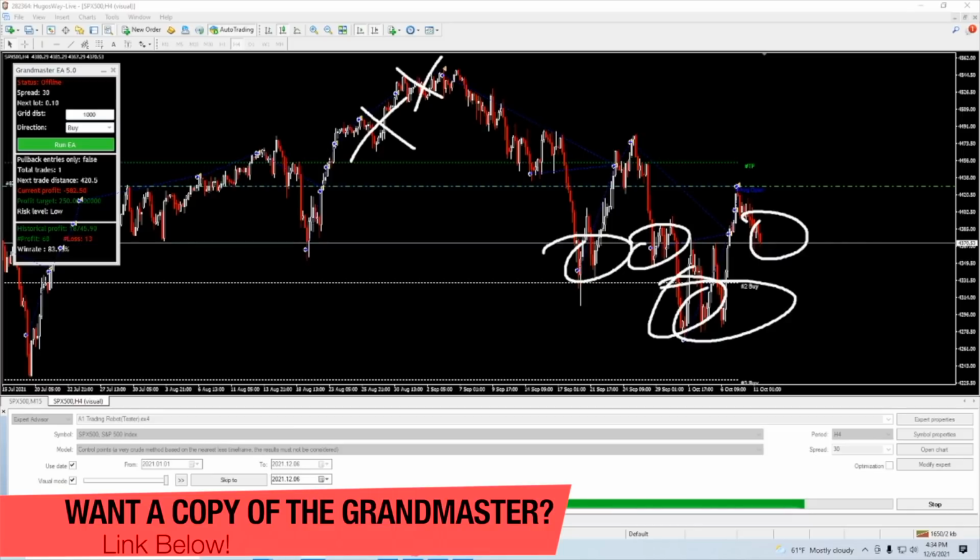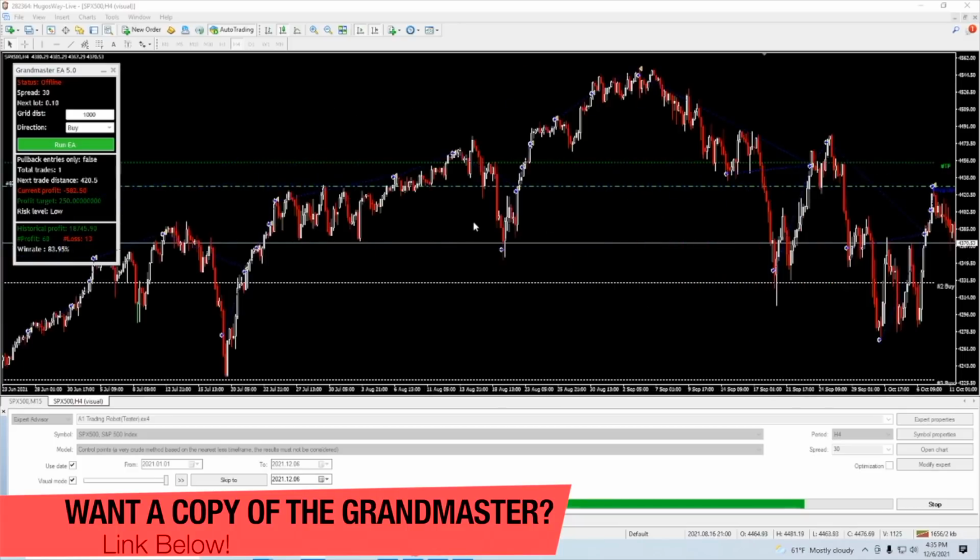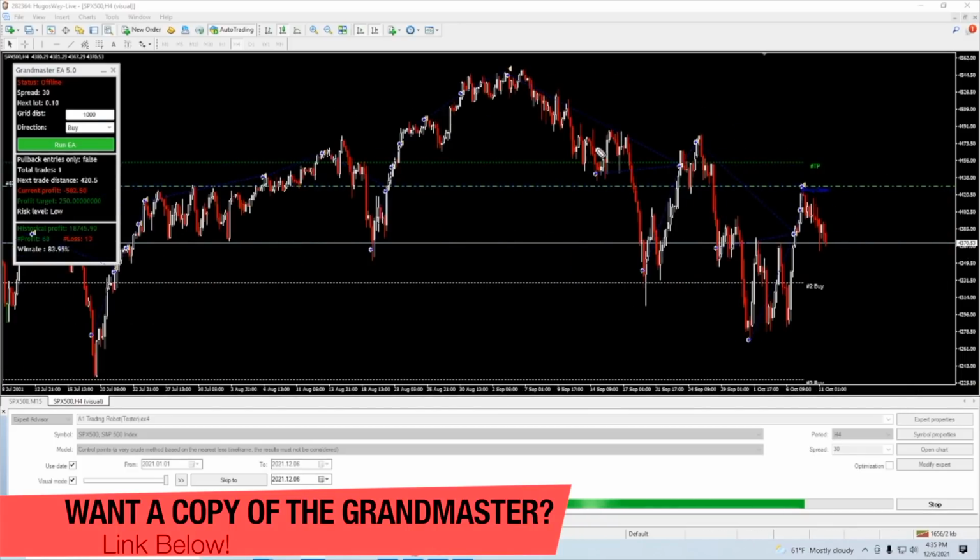Well, that's actually one of the parameters that we have set, the pullback entries only. You can turn that on. That's going to be given to you within the manual to read about this tool, but you can turn it on and set pullback points that you'd be interested in. So the idea being you would only enter a trade, the grid would only start after a certain pullback level.